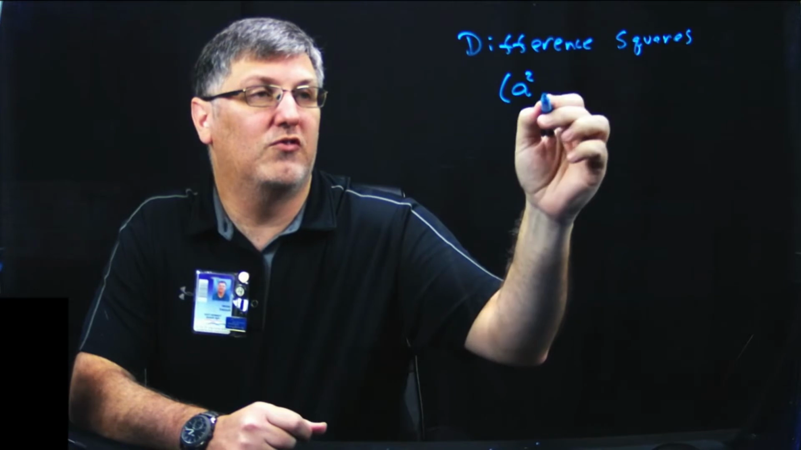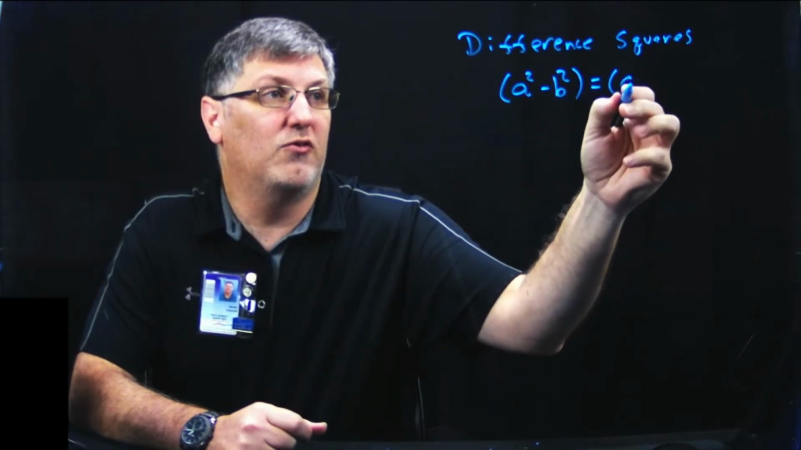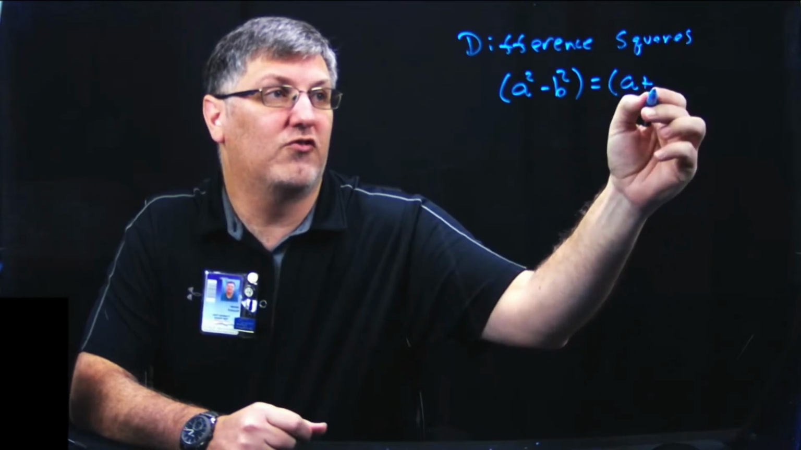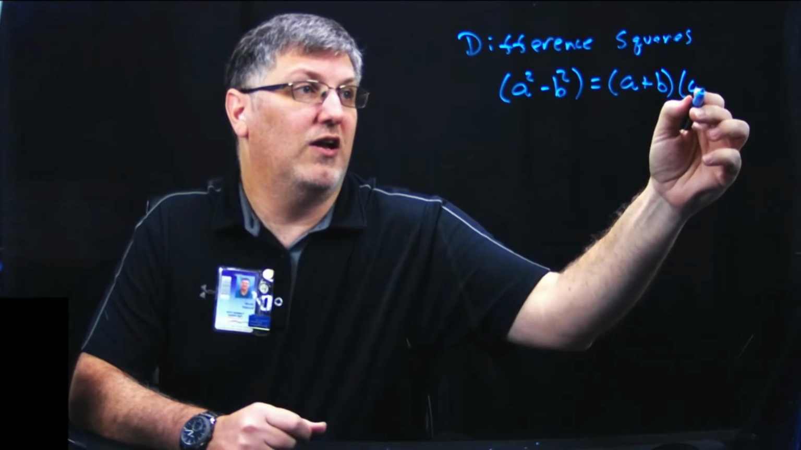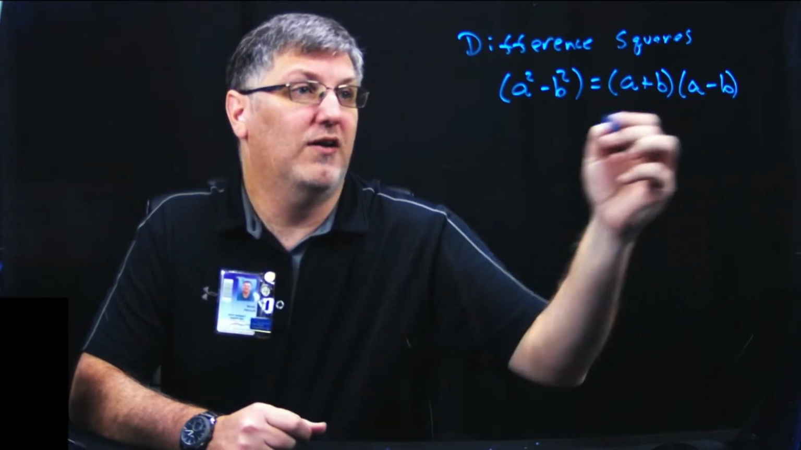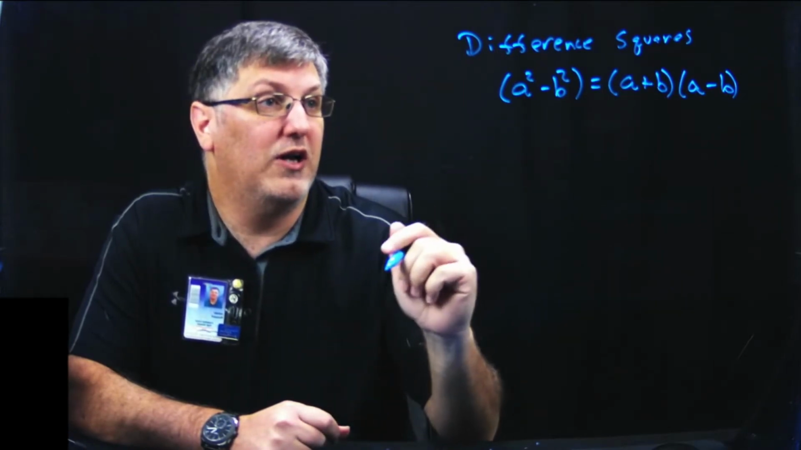But the difference of two squares basically says if my first term is squared and I have my difference, which is a minus, and my second term is squared, it's always going to factor to, in this case, my first term plus my second term, the square roots of them, and then a minus b. So this one you should be fairly familiar with. I am going to go ahead and do an example here.